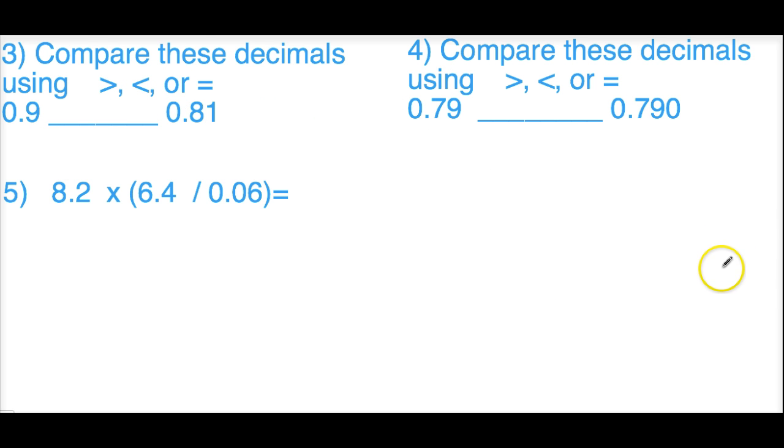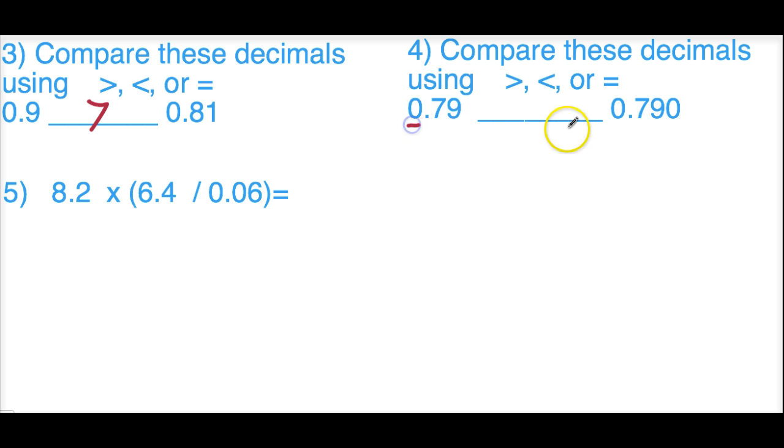Compare these decimals using greater than, less than, or equal to. So when looking at this number, they both have nothing in their ones place. This one has a 9 in the tenths, and this has an 8 in the tenths. So that tells me right away that this is our larger value. 9 tenths is greater than 81 hundredths. Same thing for this one. We're comparing 79 hundredths to 790 thousandths.